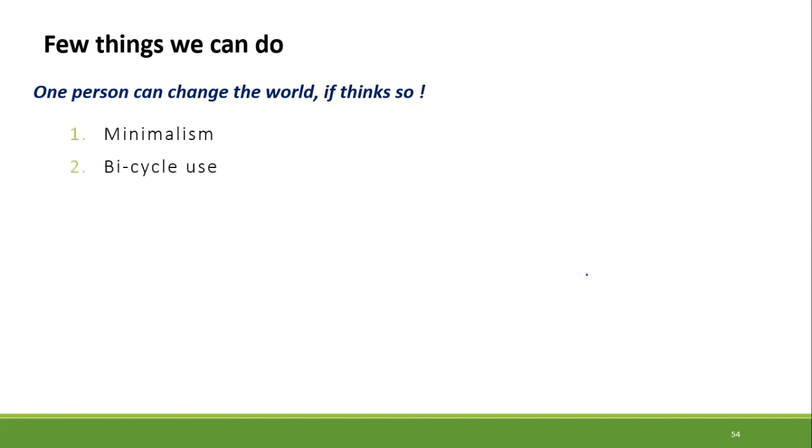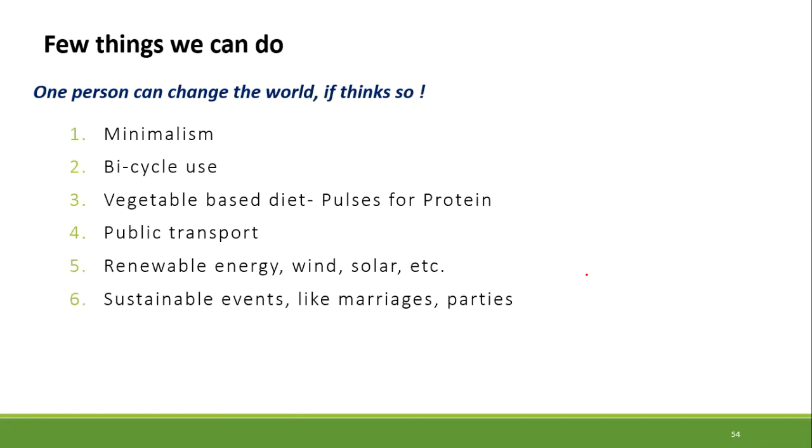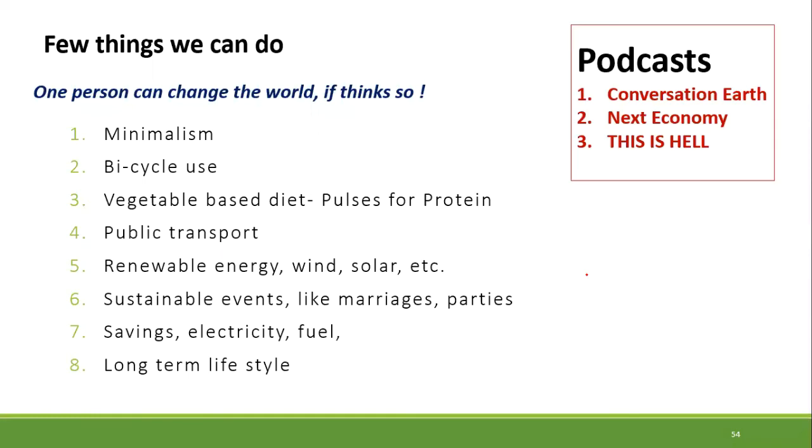With minimalism, with bicycle use, with a vegetable based diet. Actually, we can get our protein from pulses. That is a very healthy way, and that is good for the environment as well. We can use public transport, renewable energy. This is all in our control. No one can say that this is not in my control. Each one of us can do this. We can have sustainable events like marriages or parties, correct? We can save electricity, food, fuel, and we can have a long term lifestyle.